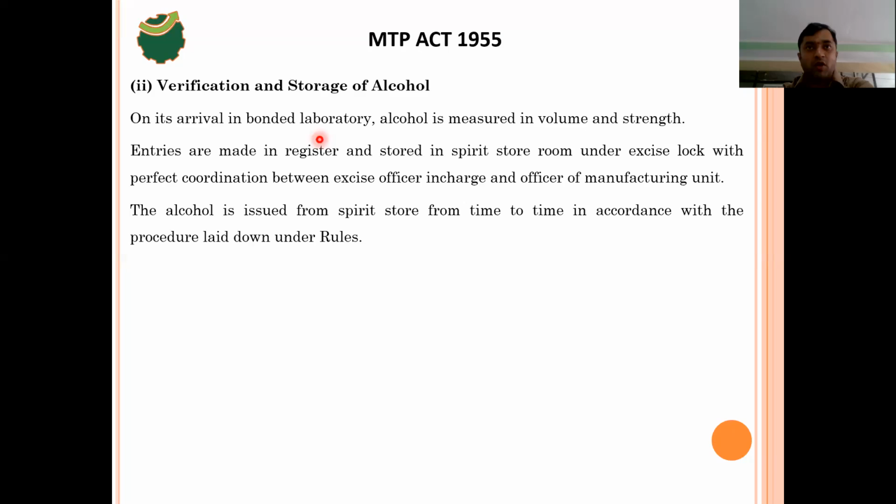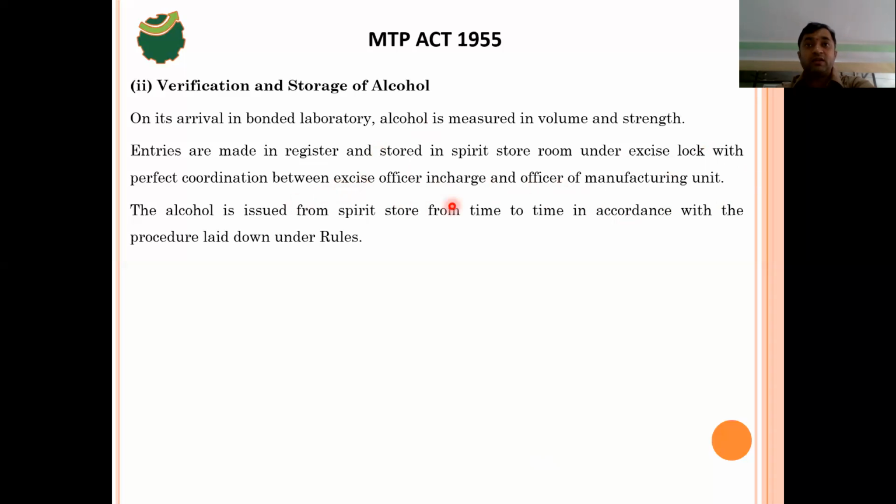On its arrival into the bonded laboratory, alcohol is measured in volume and strength. Then entries are made in the register, and these are stored in a spirit storeroom with excise lock. Excise lock means there should be a seal of the excise officer and it is locked. Again that lock should be opened in the presence of the excise officer only, and in the presence of the excise officer only this will be locked, with perfect coordination between the excise officer in charge and the officer of the manufacturing unit.